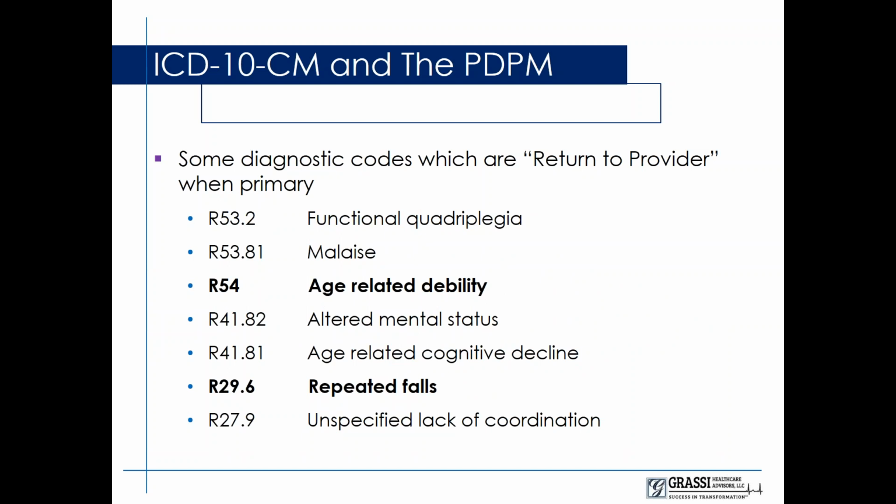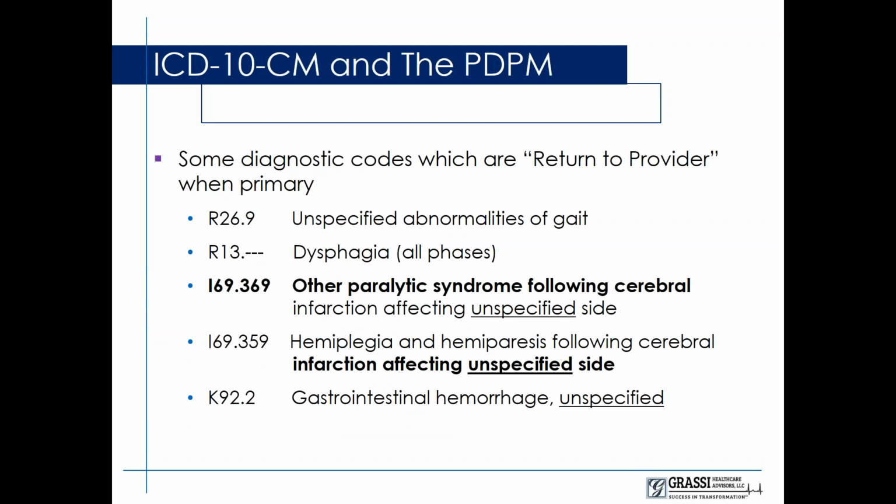Again, just some additional codes: age-related debility, altered mental status, repeated falls, unspecified lack of coordination. Next slide. Malaise, that's a big one, right? Fatigue and malaise. Unspecified abnormalities of gait, dysphagia, all phases. Again, making sure that there's enough information to code to the highest level on these so they don't get kicked back, returned to provider. Next slide.